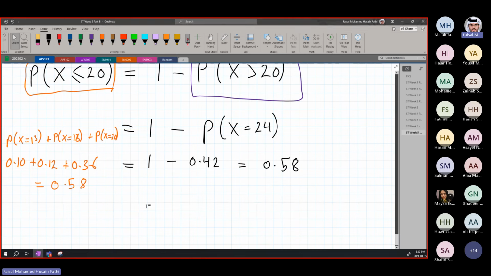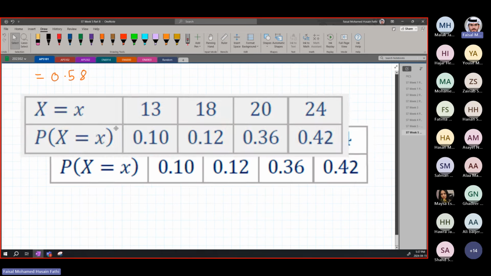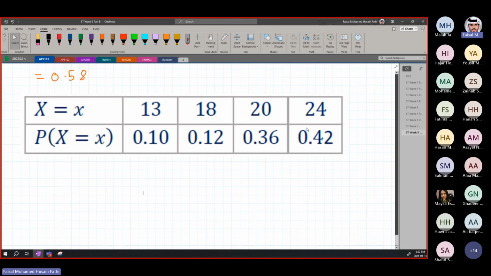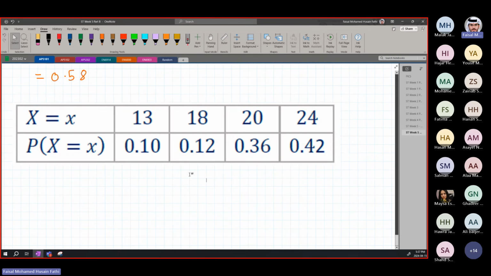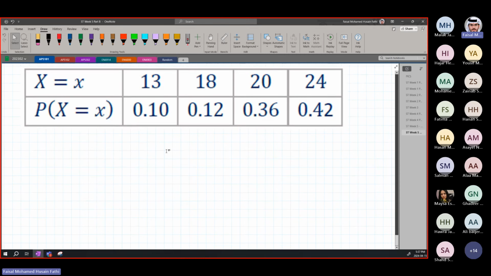Okay, now let us move on. So again, we have this exact same probability distribution. This is what they call a distribution, a discrete variable distribution. So now I am going to extend this table a little bit. I'm going to make it a bit larger, right? And I will show you why.